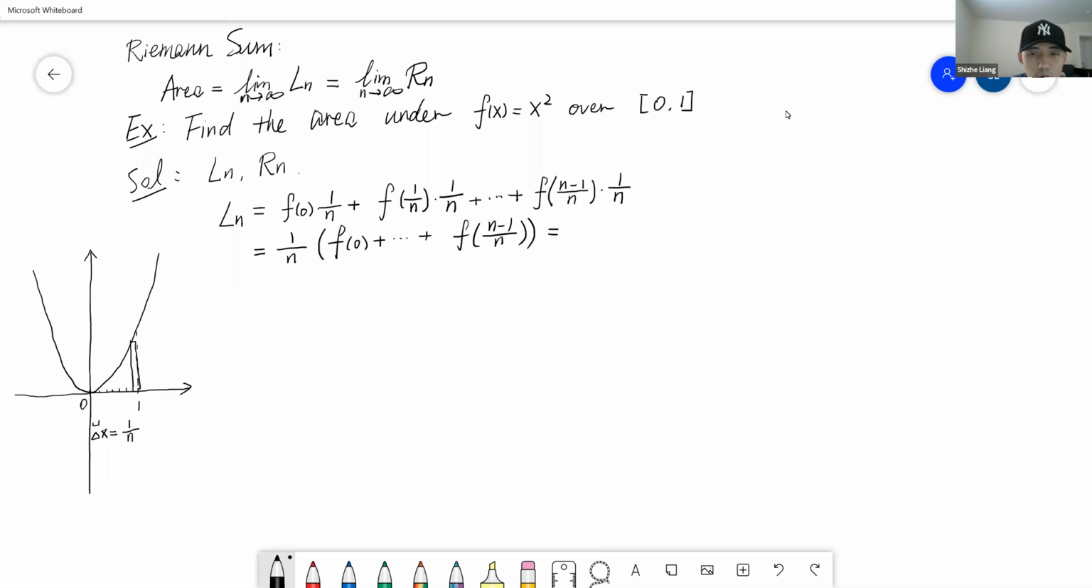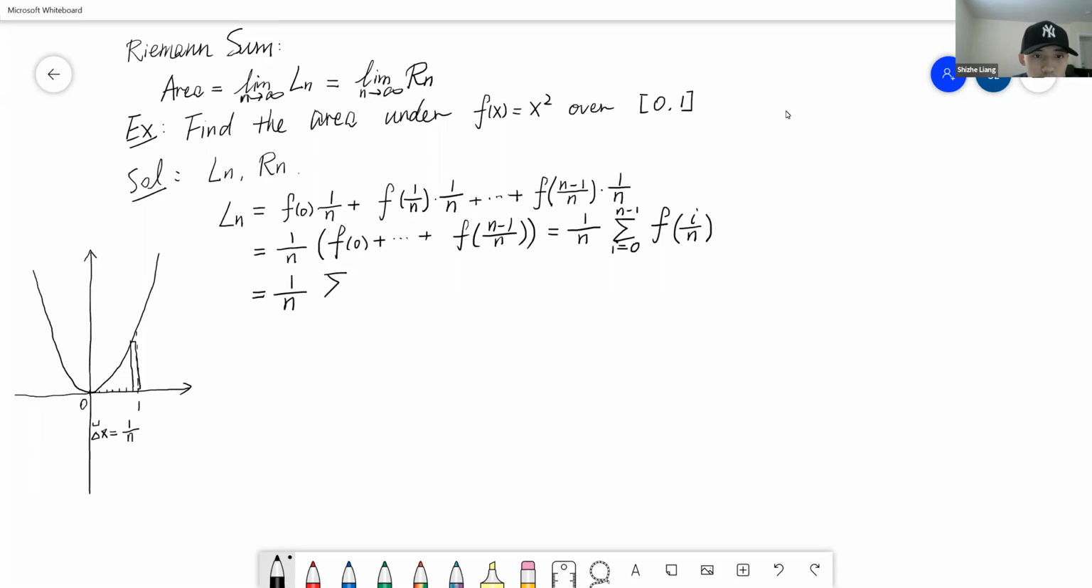Another way to write this using the sigma notation that you just learned is: this is equal to 1 over n times the sum from i = 0 to n minus 1 of f(i divided by n). Okay, easy. So this is not done yet because we don't want this f here. We just want the precise expression.